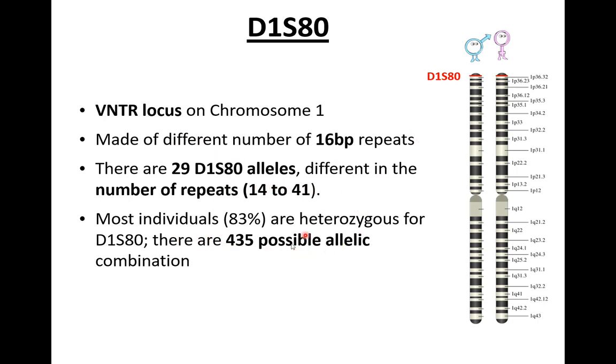Now, most individuals would have 2 different versions here. About 4 out of 5, 83%, will have a certain number of repeats in one allele and a different number in the other. So they will be heterozygous for that. But 1 in 5, about 20%, 17%, would actually be homozygous. We have the same number of repeats there.